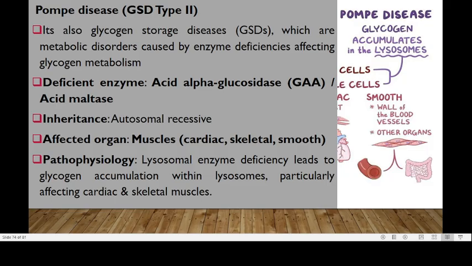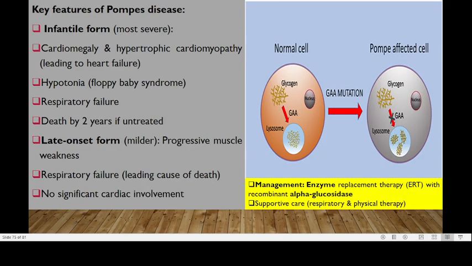Affected organs are mainly the muscles, mostly the cardiac, skeletal, and smooth. So we have lysosomal enzyme deficiency that leads to glycogen accumulation within lysosomes, particularly affecting the cardiac and the skeletal muscles. Patients are going to present with the infantile form, which is the most severe form: cardiomegaly, hypertrophic cardiomyopathy, and this could lead to heart failure, hypotonia, that's floppy baby syndrome, respiratory failure, death by 2 years if untreated.